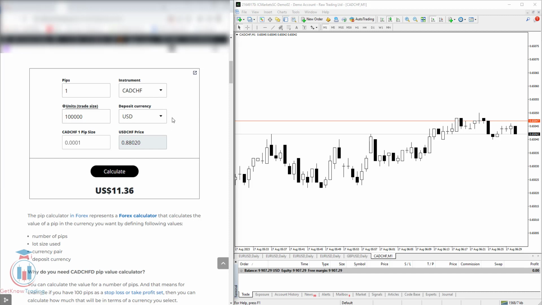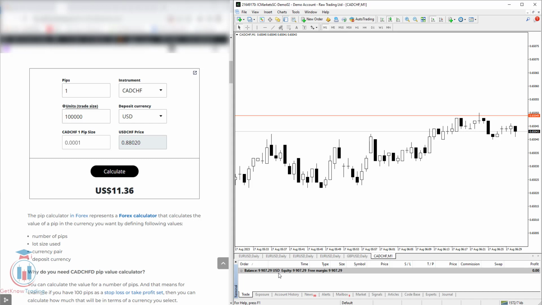Then you have a deposit currency. I have put this one to US dollar, and the reason is that if you go to the trading platform you can see my trading account is in US dollar. So I would like to make the calculation for a 1 pip value in US dollars, so it shows me the correct amount of money I could make or lose on a trade.